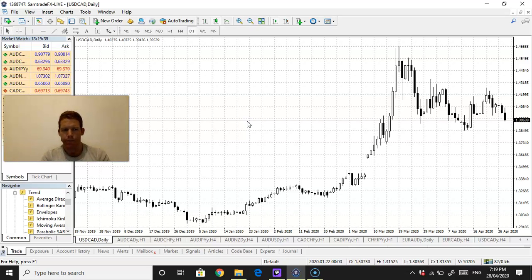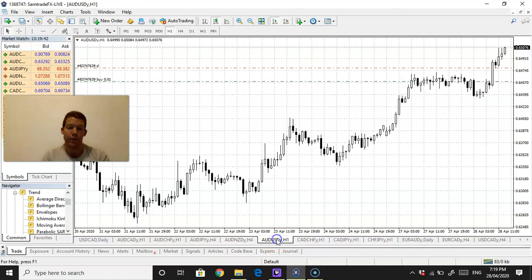USD CAD. Oil is weaker as well. So this is a little strange. Look, overall, guys, USD weakness right now. I'll just leave this trade going.